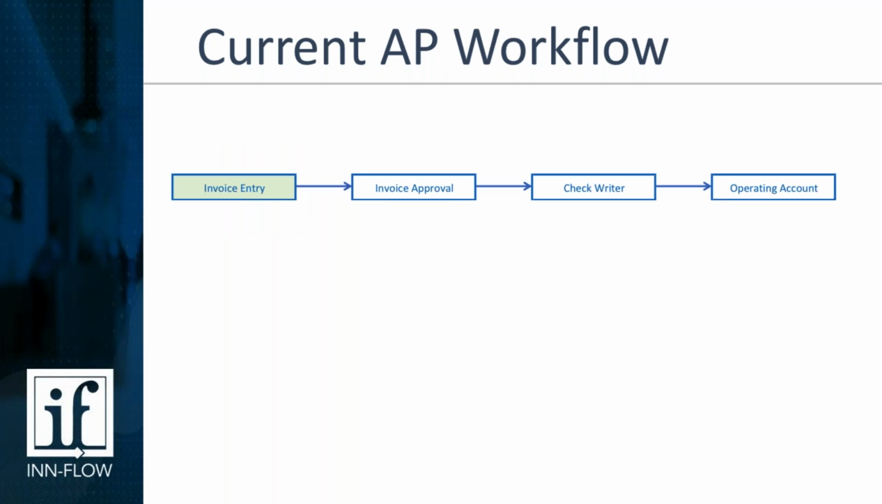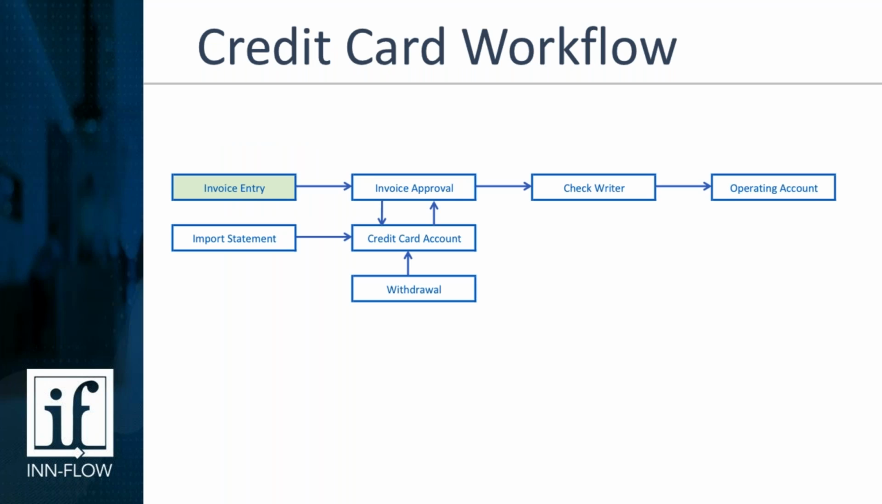Now, the current AP workflow is a 4-step process from the invoice entry to the invoice approval, where you'll cut the checks, and then that will fall into your operating account. For the credit card accounts, these utilize your existing accounts payable process for the invoice entry, but you are also able to import your statement directly into that credit card account. In addition to the import and invoice entry, you can also create withdrawals and deposits into the account. These 3 processes allow you flexibility when entering in your transactions into that credit card account.